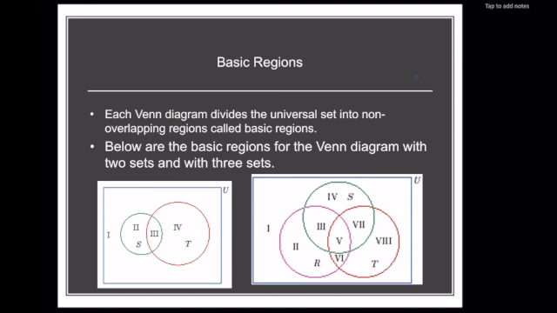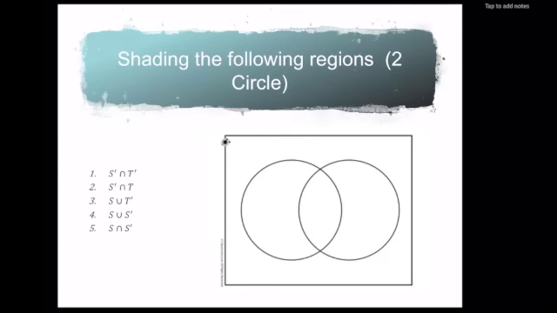So let's go ahead and first do some examples where we practice shading specific regions of a circle. So let's shade the following regions of this 2-circle. So I have my universal set here, U.